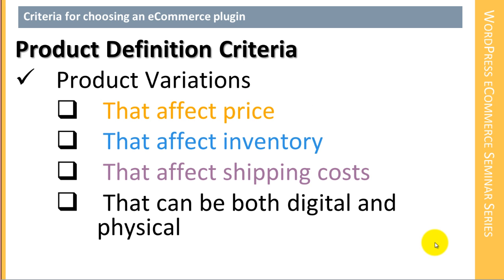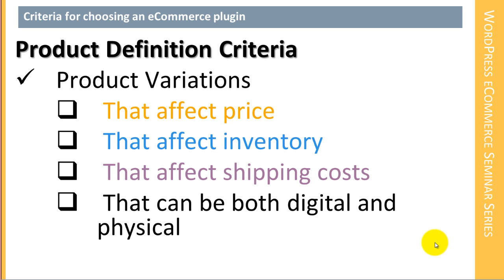Well, you may not think about this. Actually, the whole question of product variations has a very significant impact on this choice. Now, by product variation, what I'm really talking about is a variation that affects, if it's a physical product, what you stock.